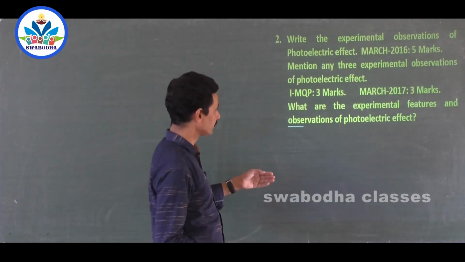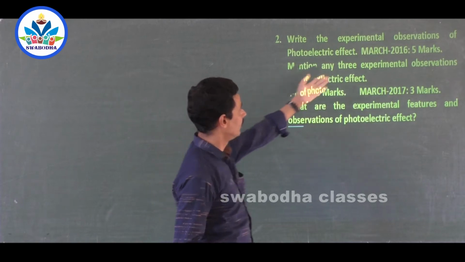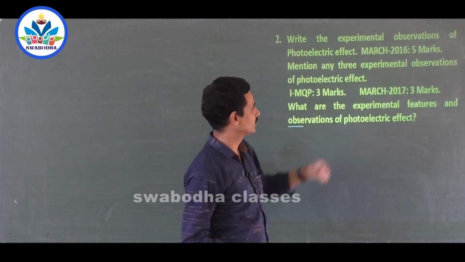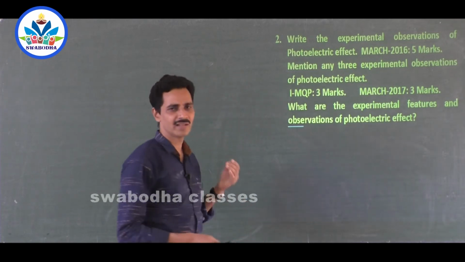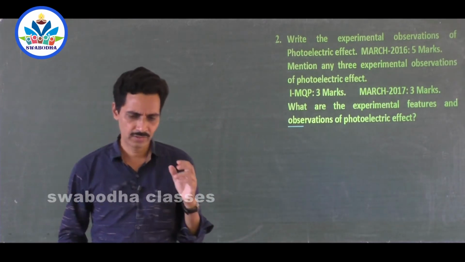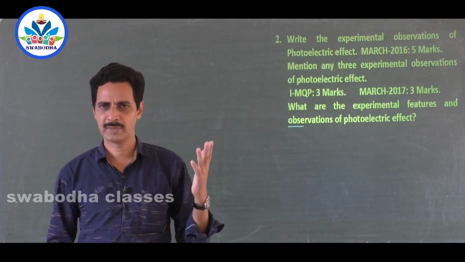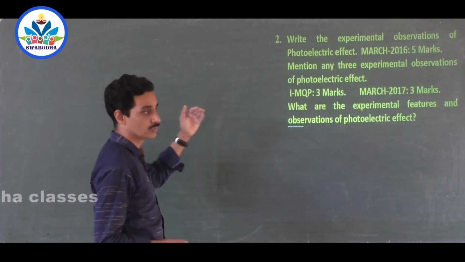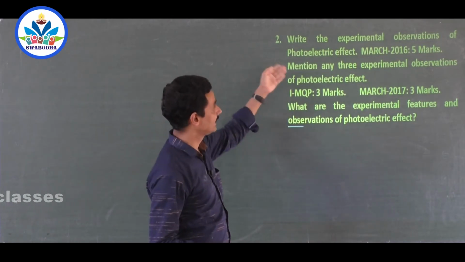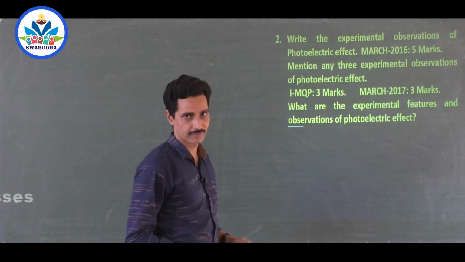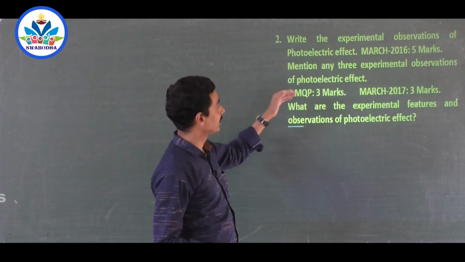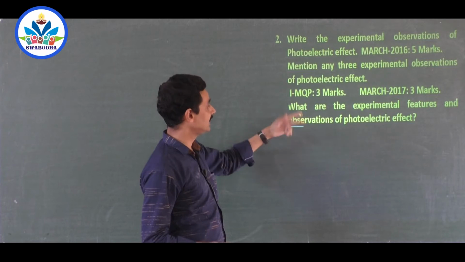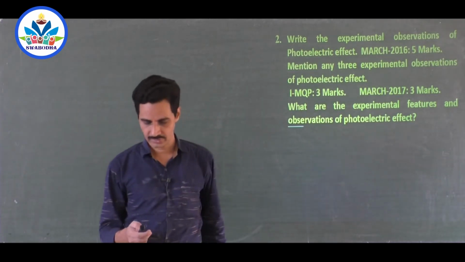And you see how many times it is asked. March 2016, 5 marks. And model question paper, March 2017. So it has been asked many times. 5 observations or 4 observations, 5 marks, right? And we will see one by one the ways in which those questions can be asked. One is, write the experimental observations of photoelectric effect. Mention any 3 experimental observations of photoelectric effect, 3 marks. Then, what are the experimental features and observations of photoelectric effect?